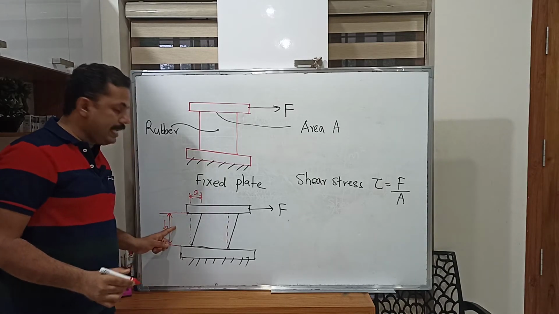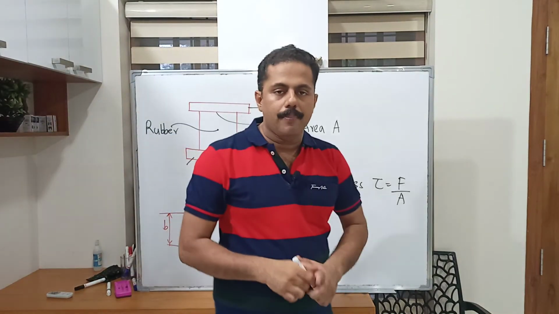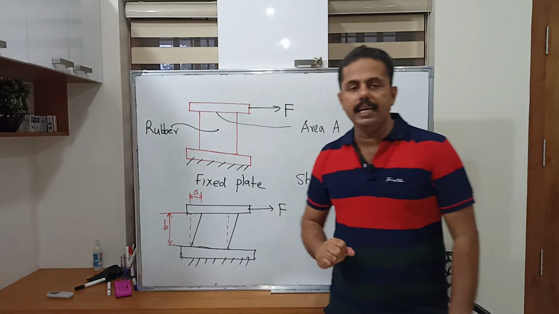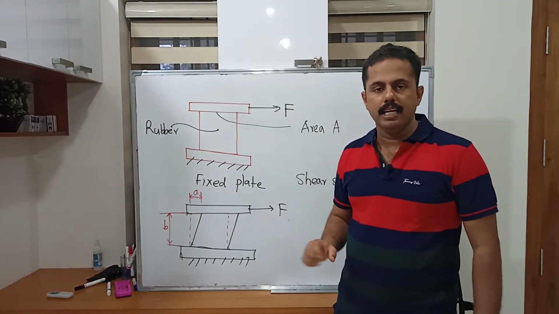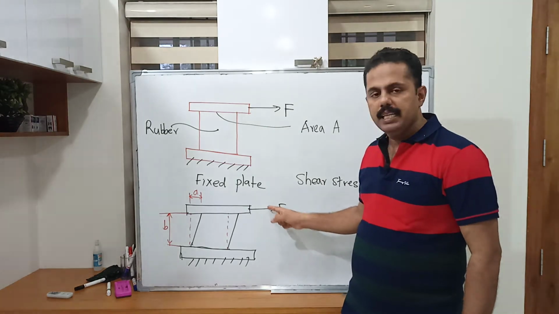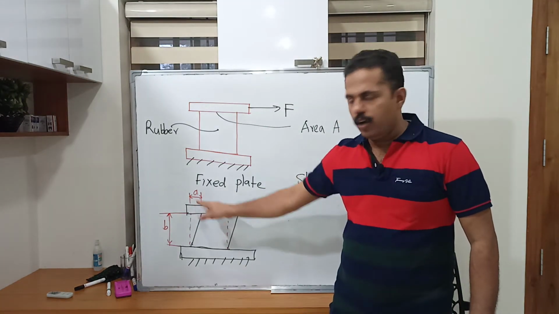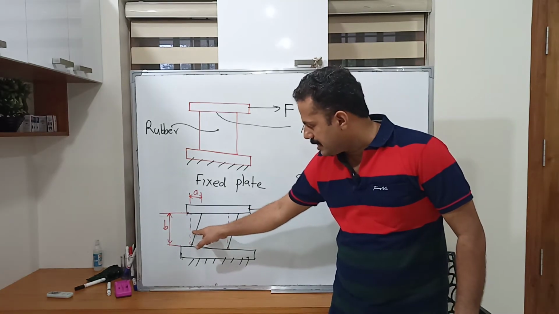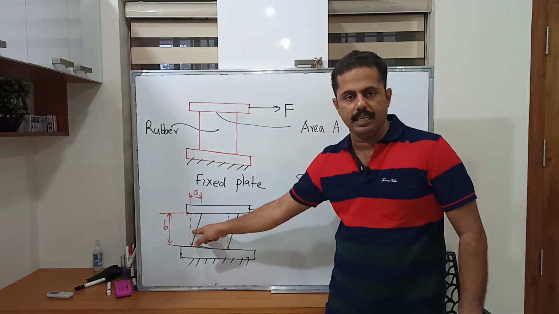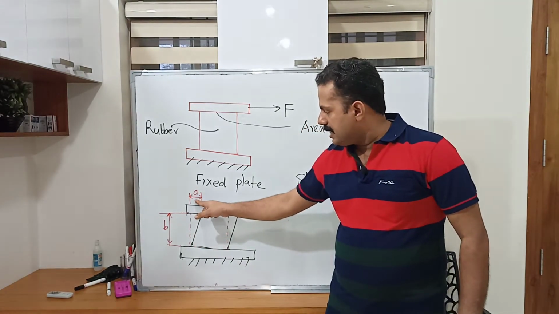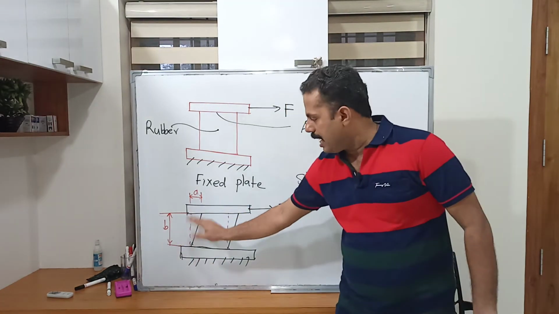Let us say the distance B is the gap between the plates, and A is the deformed length. For a constant force F, there is a particular value of A. That is the deformation, or we can say the angle of deformation. This is the angle of deformation. So A is the deformed length and B is the gap between the plates.